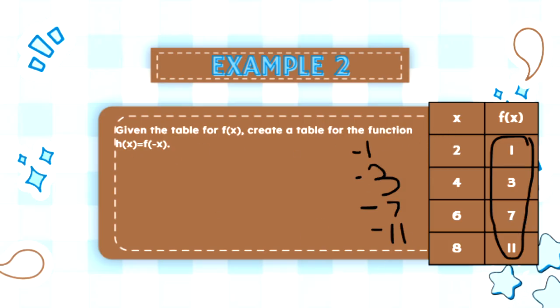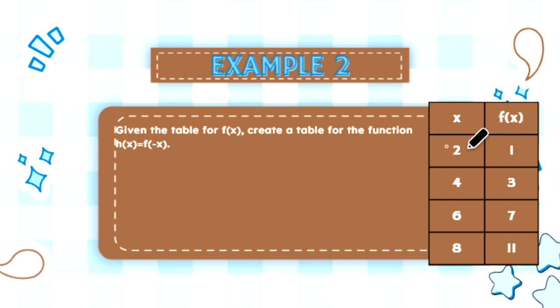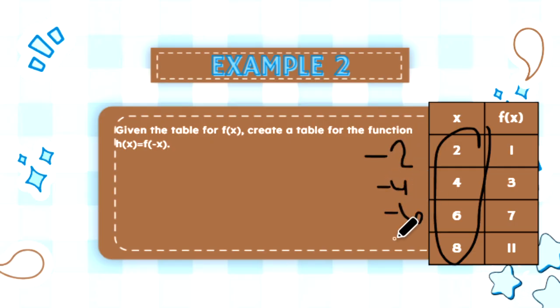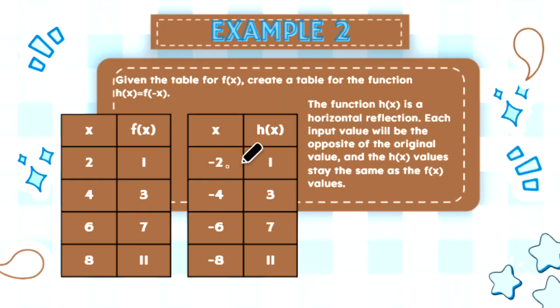I did this like it was a reflection over the x-axis, and we need to do the reflection over the y-axis. It's not the f of x values that change, it's the x values that change. So it becomes negative 2, negative 4, negative 6, and negative 8. It's that easy. All we're doing is flipping the sign, positive or negative, on these values. And you can see that here.